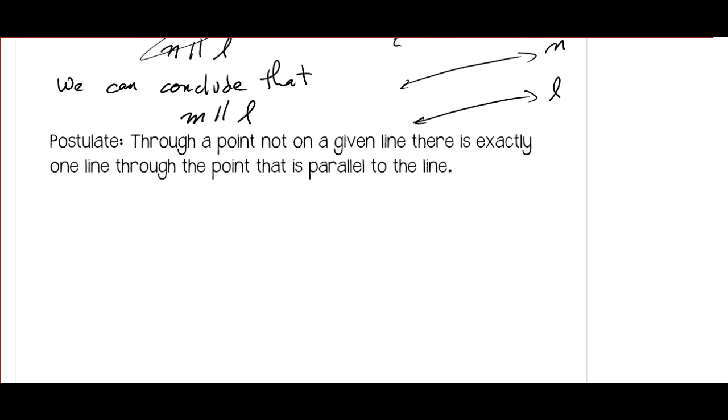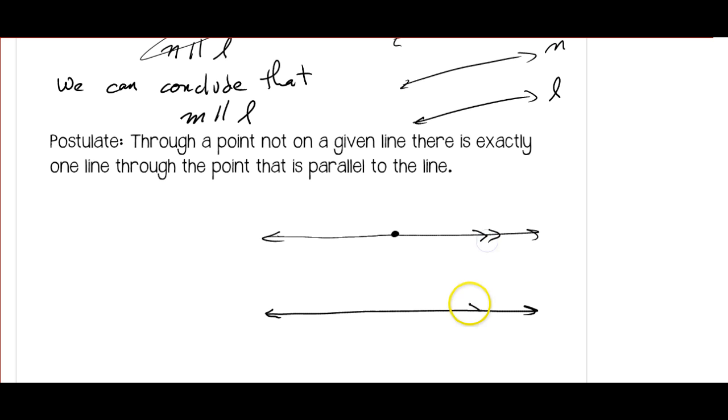And our postulate to end the notes: through a point not on a given line. So here's our given line. Here's a point not on the line. There is exactly one line through the point that is parallel to the line. So there's only one line I can draw through this point that would be parallel to this line. So I could draw it here, and this would be the one single unique line going through that point not on the line that's parallel to the given line.